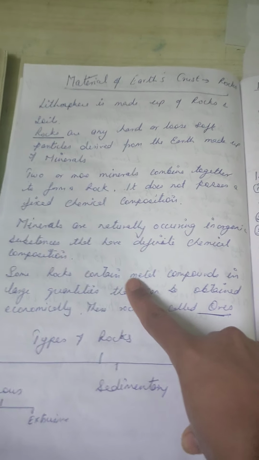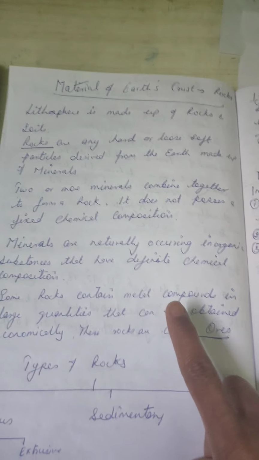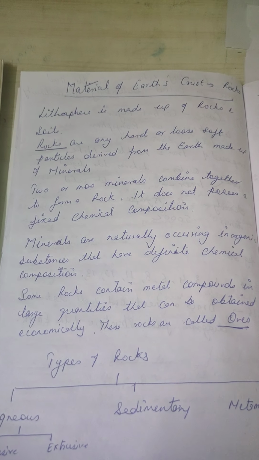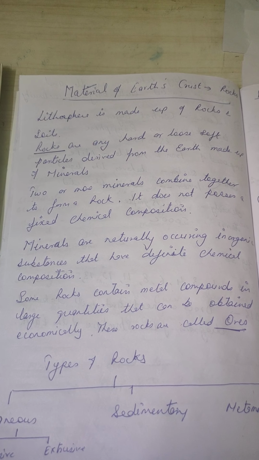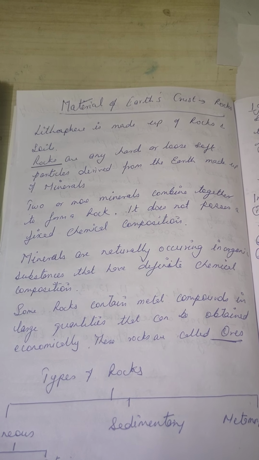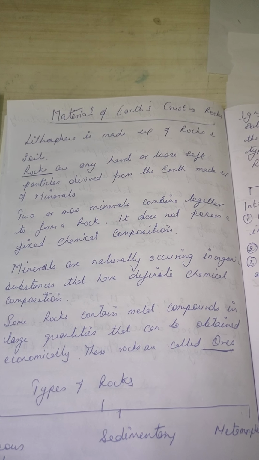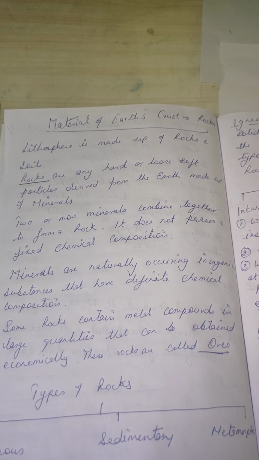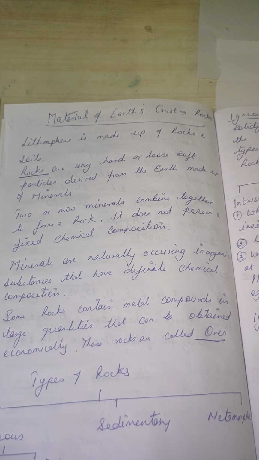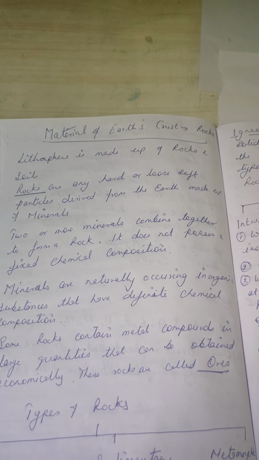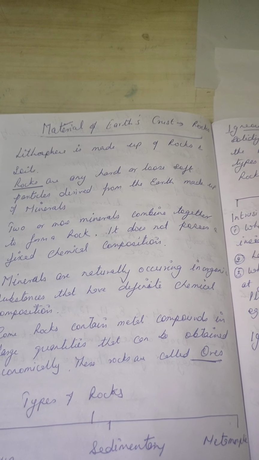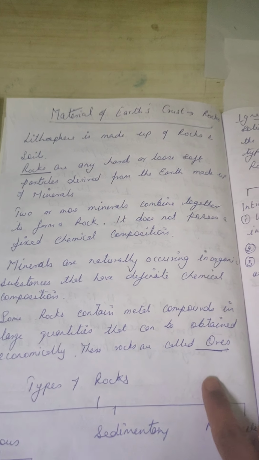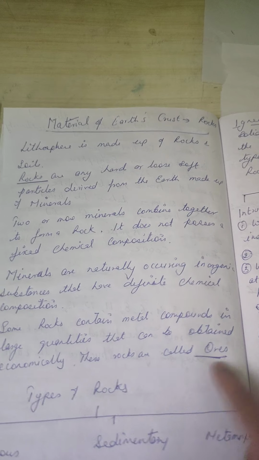Now some rocks contain certain metals which we can extract in profitable amounts. For example, if you need iron, we will take a rock like hematite or magnetite, and then we will extract iron out of it profitably. That means in an economical, profitable manner. Then that rock is called an ore. So the example will be for iron ore.